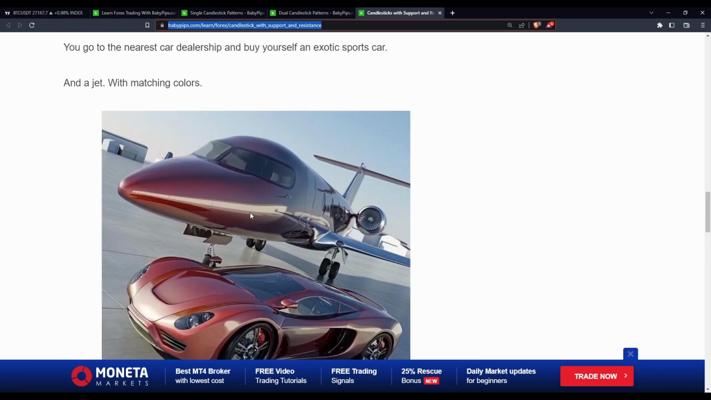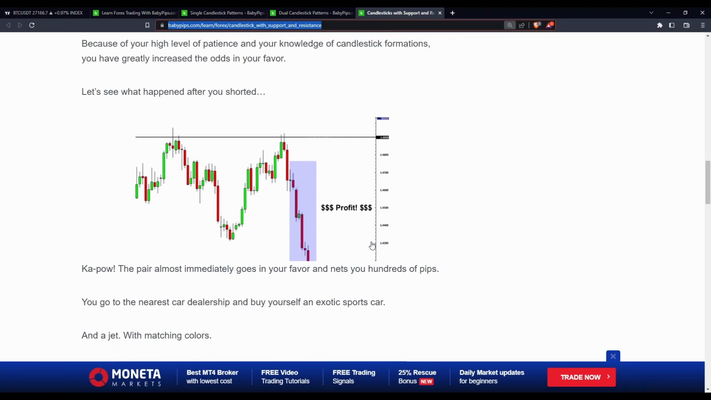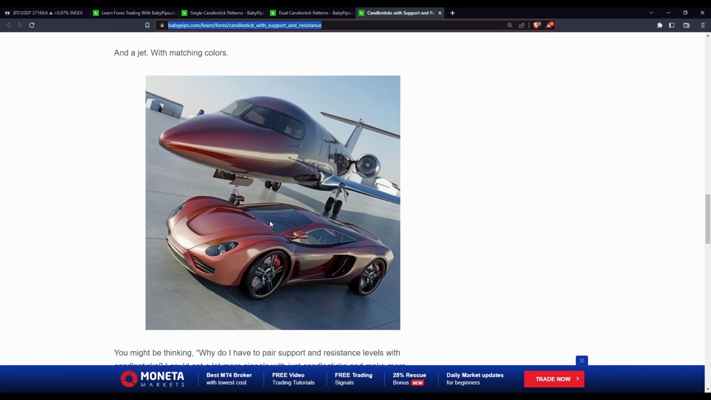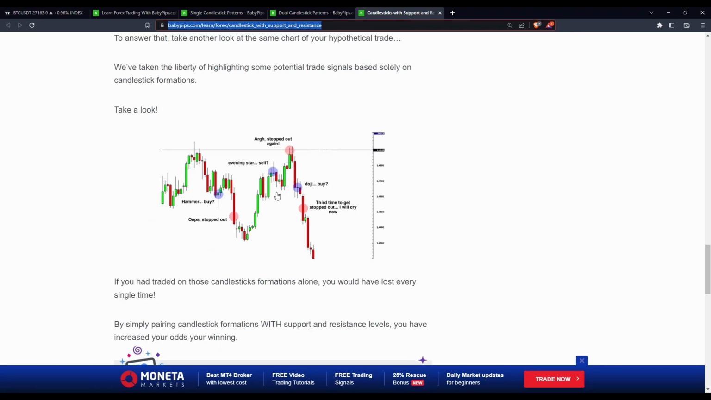And there's a nice car for everyone, matching jet. They're basically saying that if you trade this strategy, you'll get a nice car and a nice jet. That is probably a no-name car and a no-name jet. You can buy this on Pick and Pay. So yeah, it's kind of what you're looking at.